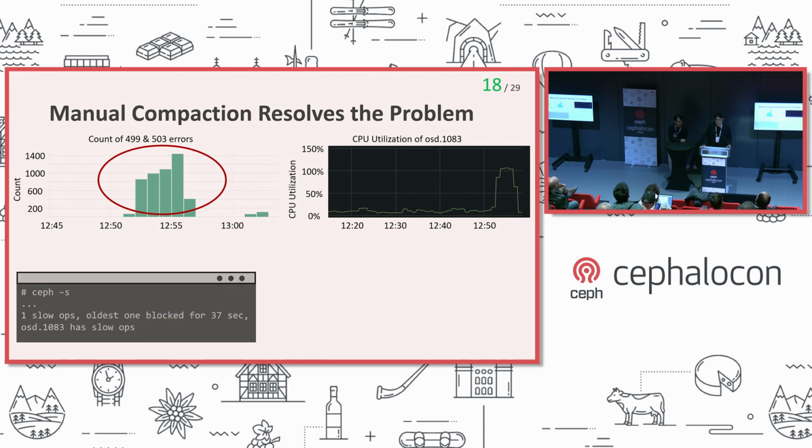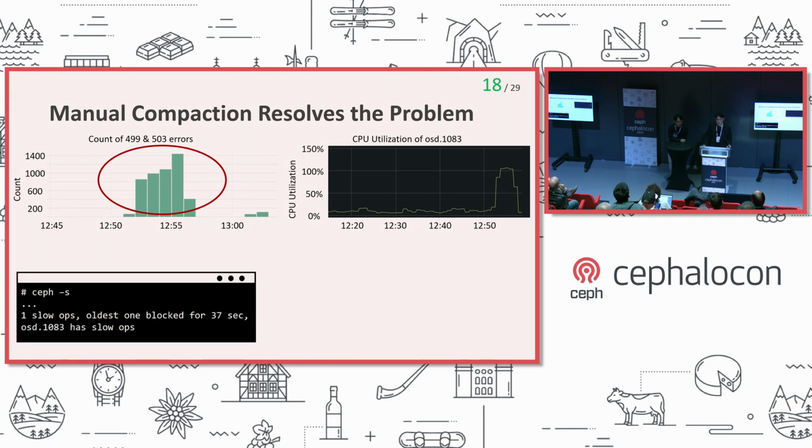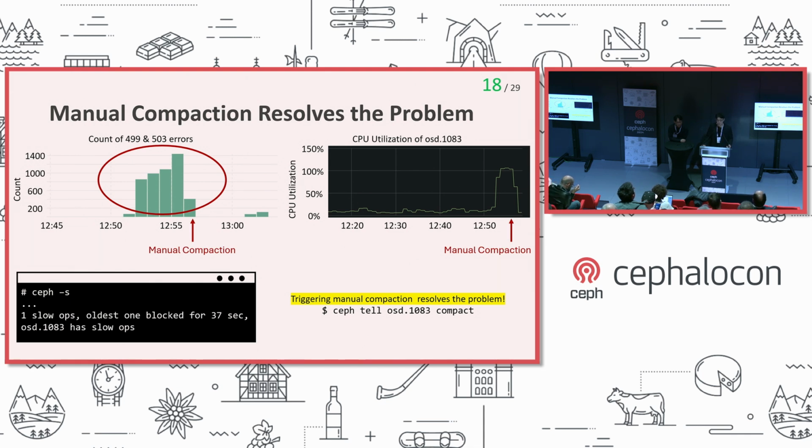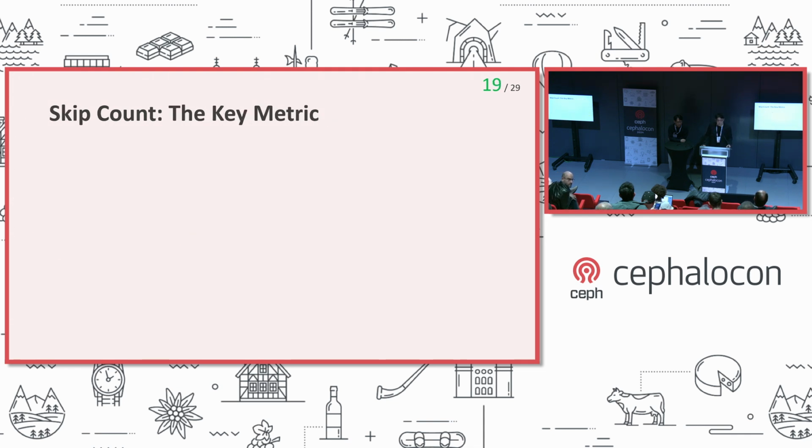Additionally, we checked the Ceph cluster status. We found that slow operations were occurring on OSDs with high CPU usage. The issue persisted until approximately 12:58, when we performed the compaction. After the compaction, we observed a significant reduction in HTTP errors and CPU usage. Also, the slow ops were resolved. However, while manual compaction resolved the problem, it does not prevent errors from occurring again in the future.